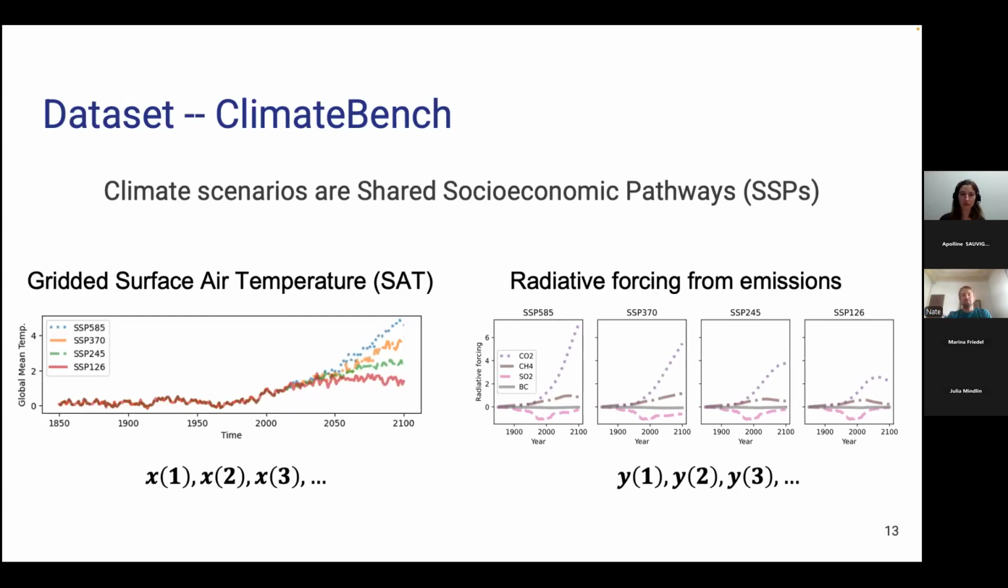Climate scenarios come with this data set that we'll be working with. The data set is called Climate Bench. Forgive me, I don't apparently have the citation on this slide, but I think it's in the next one. This is a data set that came out, I think in 2020, 2021. Essentially it consists of different climate scenarios, and we call these shared socioeconomic pathways. What are these things? These are simulations of future climatological variables under different emissions patterns.